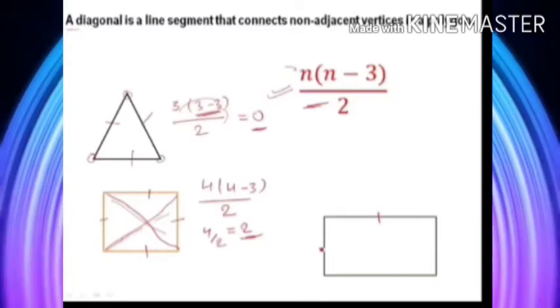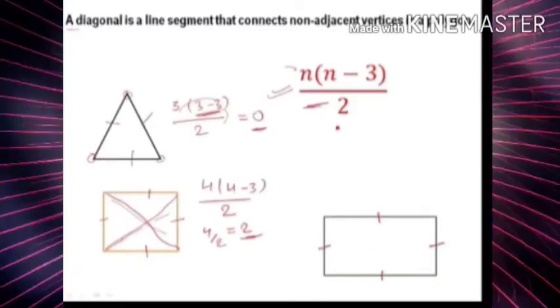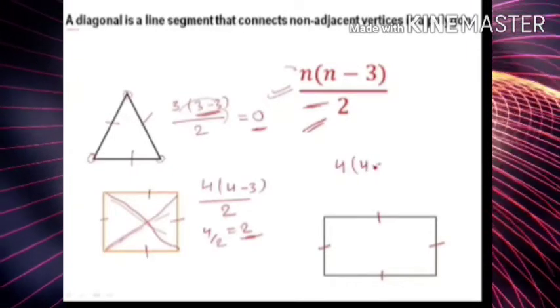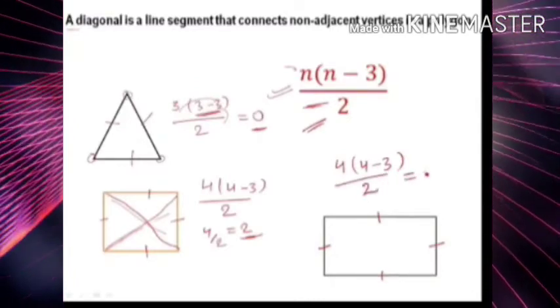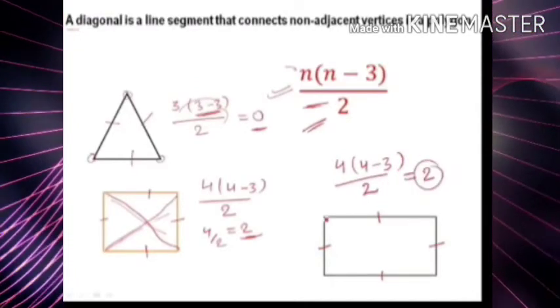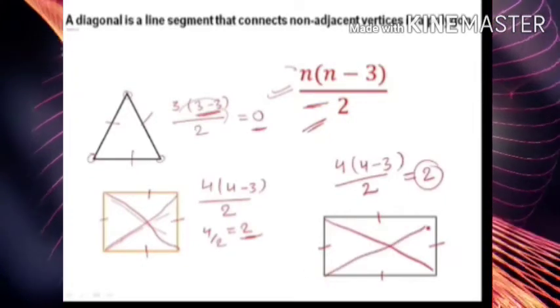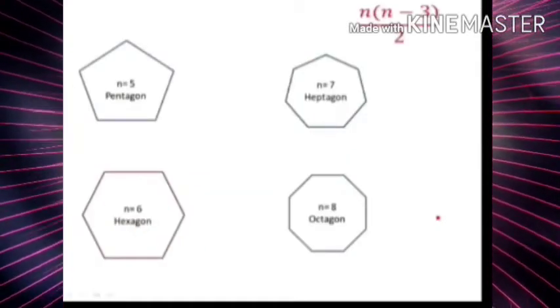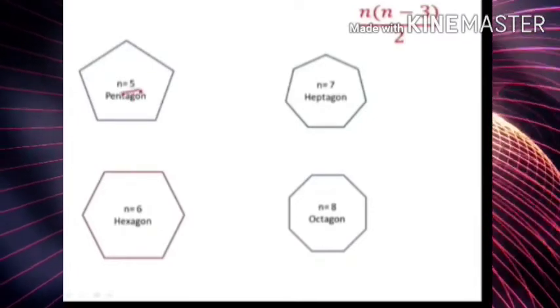Now the next figure is a rectangle. Number of sides in a rectangle is again 4. So substitute n is equal to 4. We get 4 by 2 again, that is equal to 2. So number of diagonals in a rectangle is also 2 as they were in the square. Now let's check for some other figures.